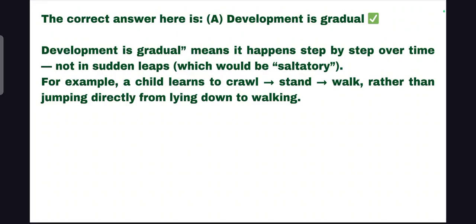For example, the child learns first to crawl, then the child learns to stand. After the child learns to stand, then he starts to walk, rather than jumping directly from lying down to walking. So all developmental things happen gradually in a child.